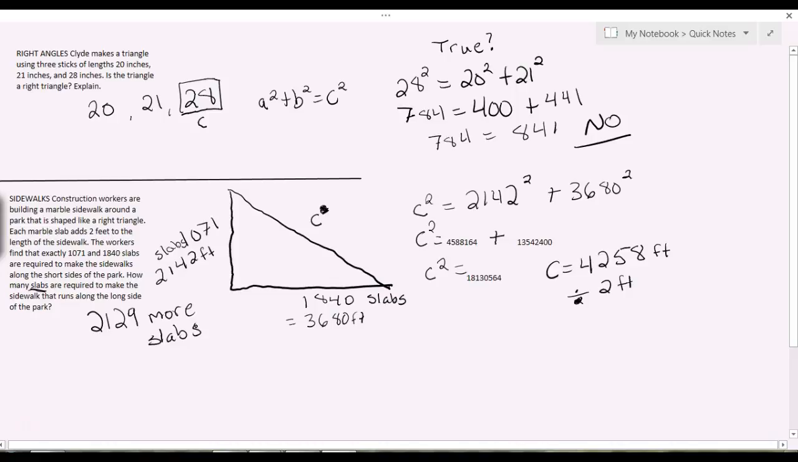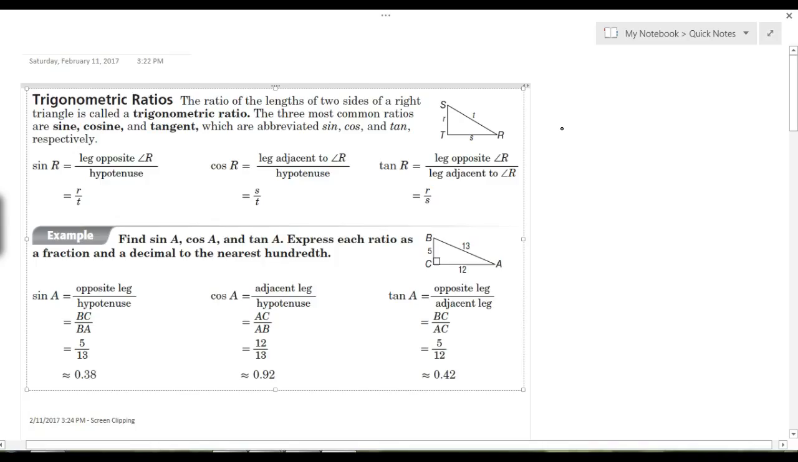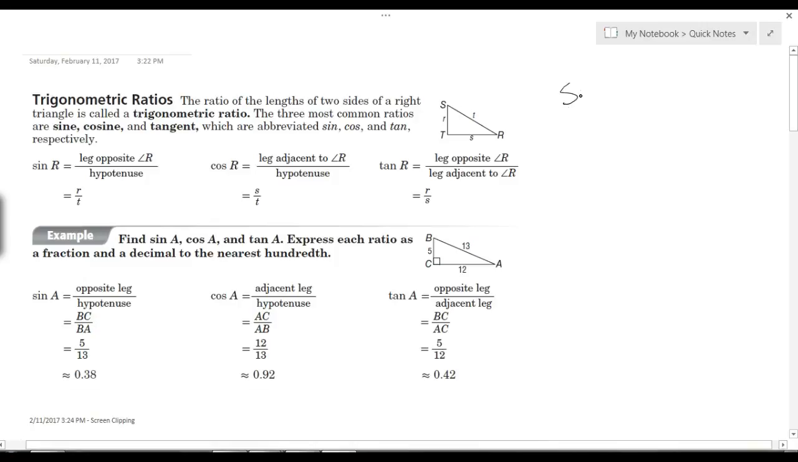I'm going to go ahead and pause there before we move on to SOHCAHTOA using our trigonometric functions of sine, cosine, and tangent. Now we're moving on to our trigonometric ratios, which are sine, cosine, and tangent. So sine is abbreviated as sin. Cosine is abbreviated as cos. And tangent is abbreviated as tan.